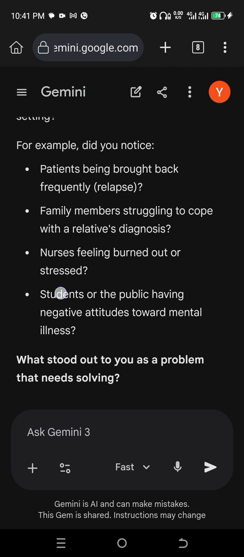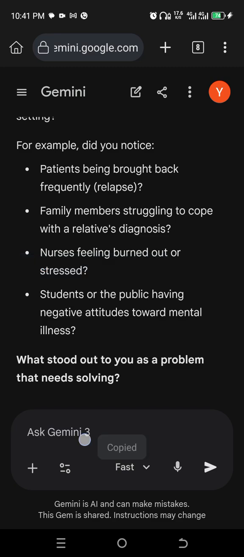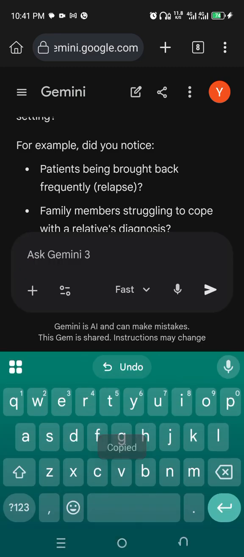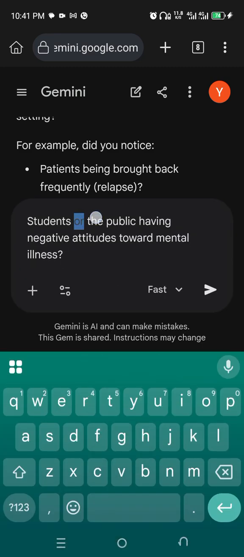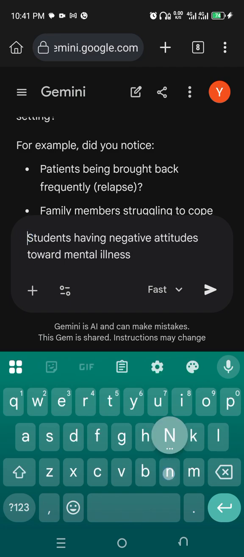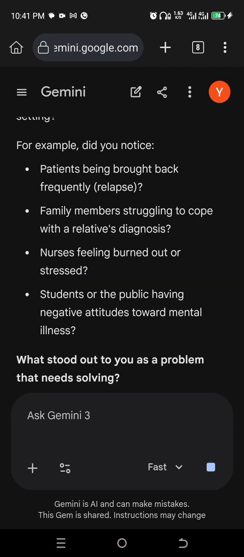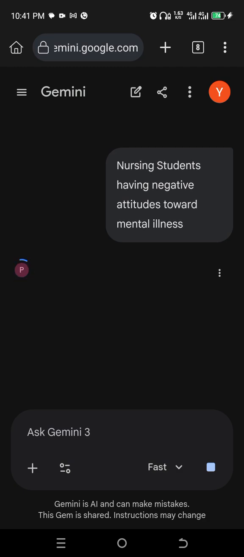Let's just copy this, and then paste it. I will remove this word "public". I will say students having a negative attitude toward mental illness. For this matter, I will say nursing students. So I'll just say nursing students having a negative attitude toward mental illness. Okay, so let me see what it is going to give me.